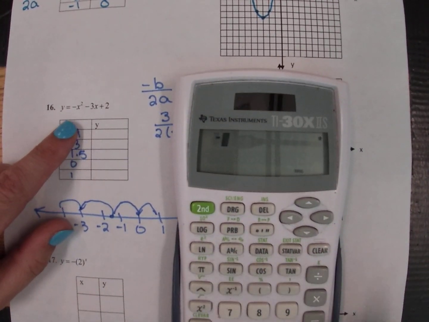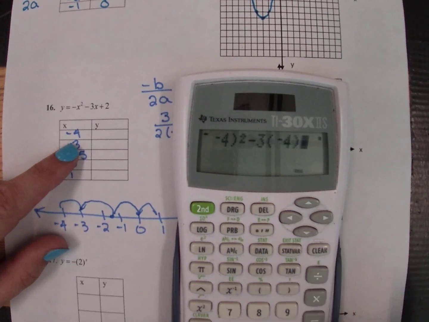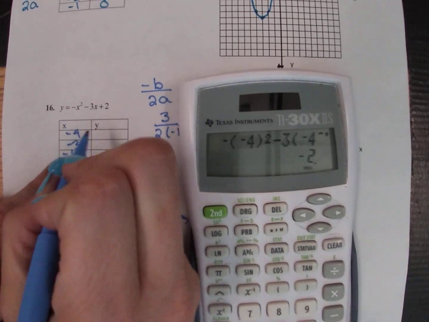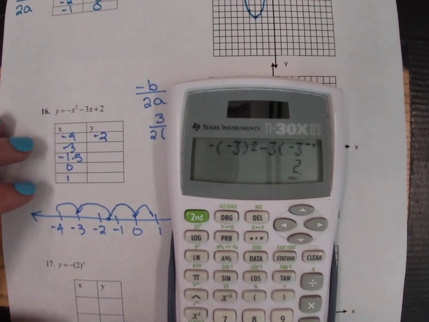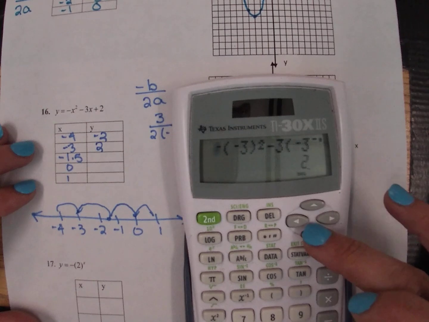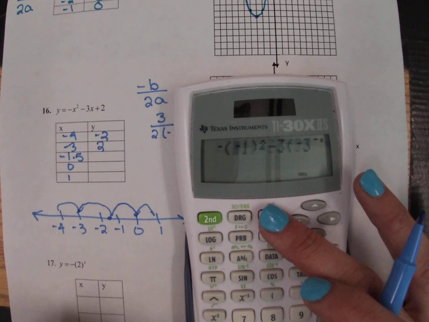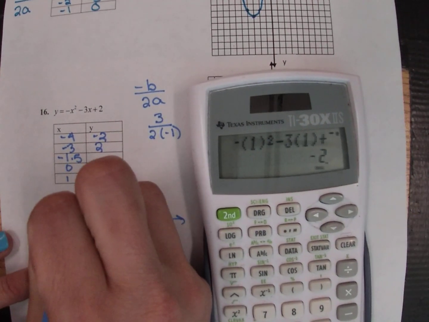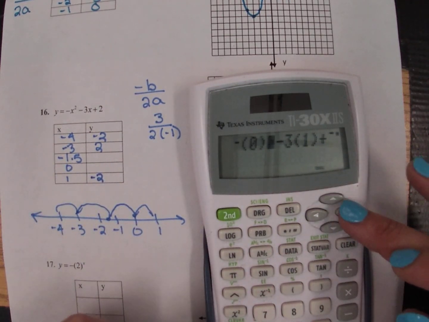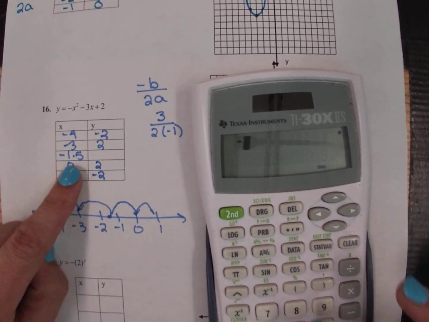Now, when we plug this in, negative and then parenthesis, negative 4, close parenthesis squared, minus 3 times negative 4 plus 2. Then we'll plug in negative 3, which gives us a 2. I'm going to skip down to the 0 for just a minute and the 1, just to make sure it's a little bit easier to substitute in there. So there's my negative 2, which it should be. This one better be a 2 when I plug in 0. Good, right? Because that negative 1.5 is a little bit longer to plug in.